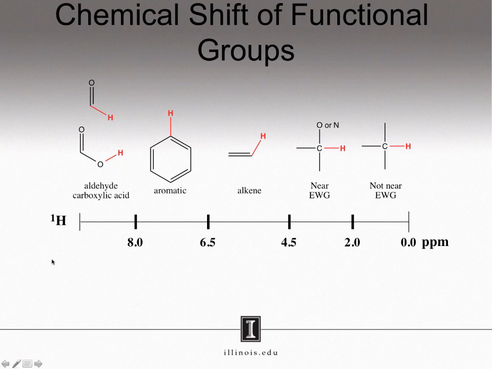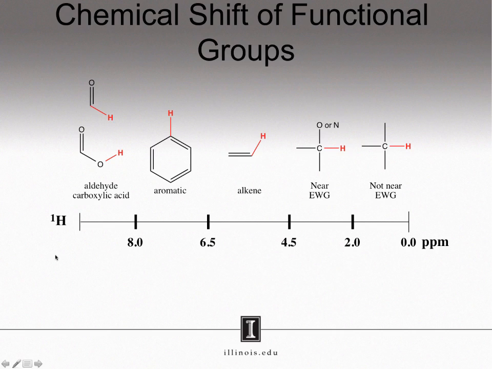An important note before we continue: these regions are not hard barriers. It is possible for an alkene proton to appear above 6.5 ppm. It depends on what exactly is around that proton. That being said, these values for regions you see here are good rules of thumb for most spectroscopy problems. Just remember that overlap between regions is possible.